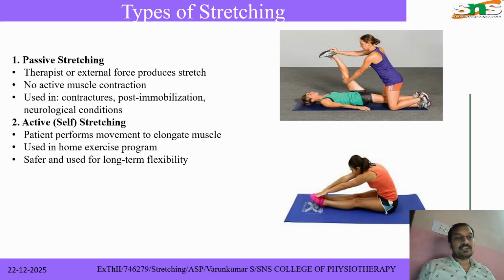So then types of stretching. The types of stretching involve passive stretching and self-stretching. In passive stretching, the therapist or an external force produces the stretch. There won't be any active muscle contraction, and it is usually used in conditions like contractures, post-immobilization, and neurological conditions. The name itself denotes that it is passive, so it can be done either by the therapist or by an external force.